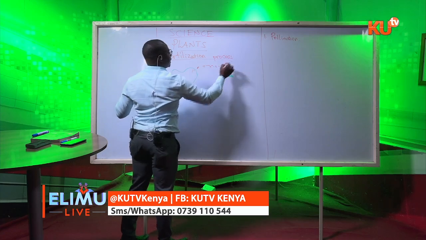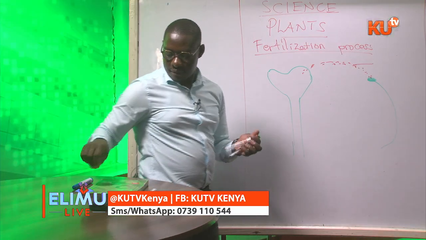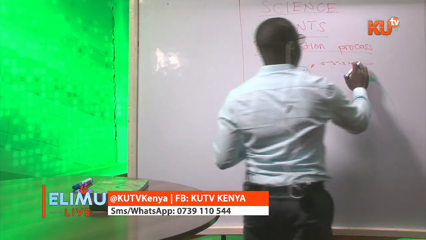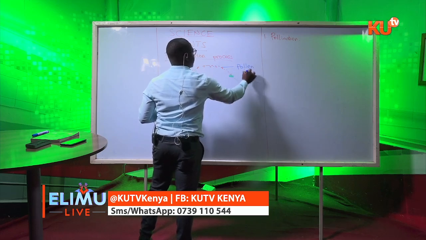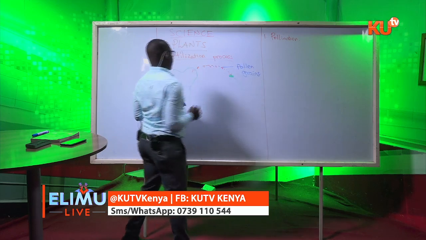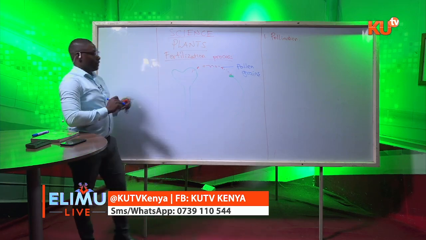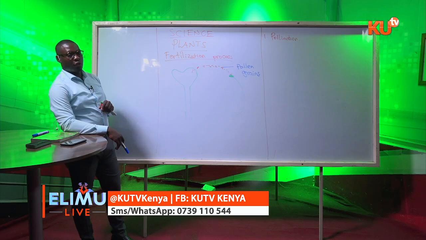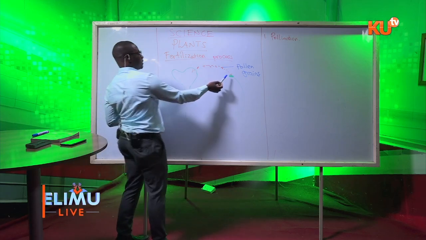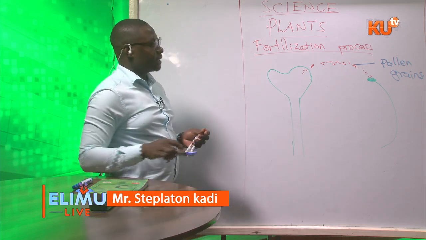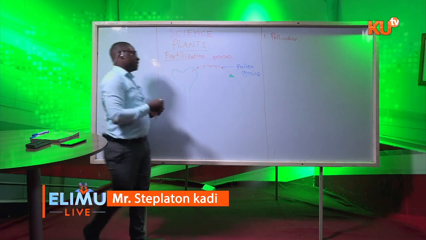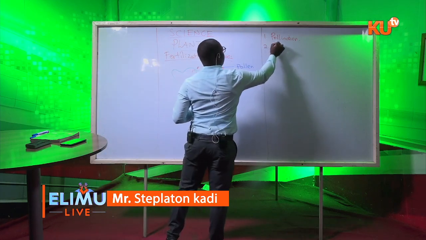So this here represents the pollen grains. So we'll need to have pollen grains, and pollen grains must move for fertilization to take place. So the first process is pollination, the movement of the pollen grains from the anthers to the stigma. Now, process number 2, we talk about germination of the pollen grains.